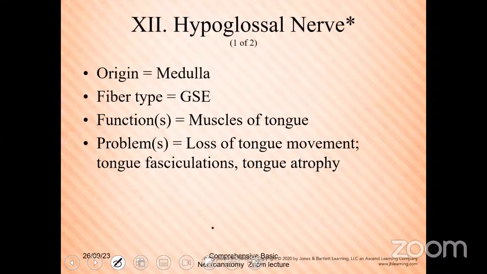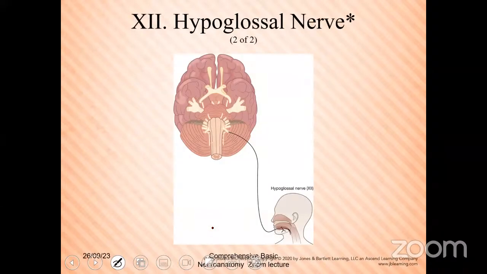The hypoglossal nerve also has a medulla origin. It is an efferent nerve supplying muscles of the tongue like genioglossus, hyoglossus, the internal muscles of the tongue and external muscles of the tongue. The problems with dysfunction of this nerve are loss of tongue movement, tongue fasciculations, tongue atrophy. So you can observe all these clinically. This is the hypoglossal nerve which is supplying the tongue. You can see it in this diagram.